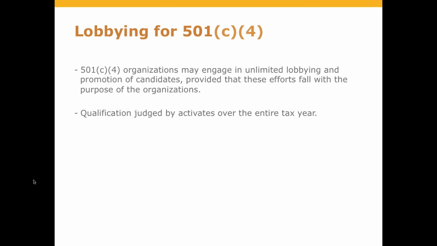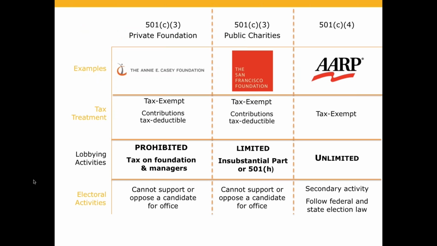So I've kind of thrown a lot at you. Let's give some real-world examples in terms of a C3 private, a C3 public, and a C4. These are the three you've got up on your screen: the Annie E. Casey Foundation, San Francisco Foundation, and AARP. Again, in terms of Annie E. Casey, it's a C3 private foundation. It's tax-exempt, contributions tax deductible. They cannot do much lobbying. There's a tax on the foundation and managers in terms of any political activity that they do, and any C3, of course, cannot support or oppose a candidate for office.